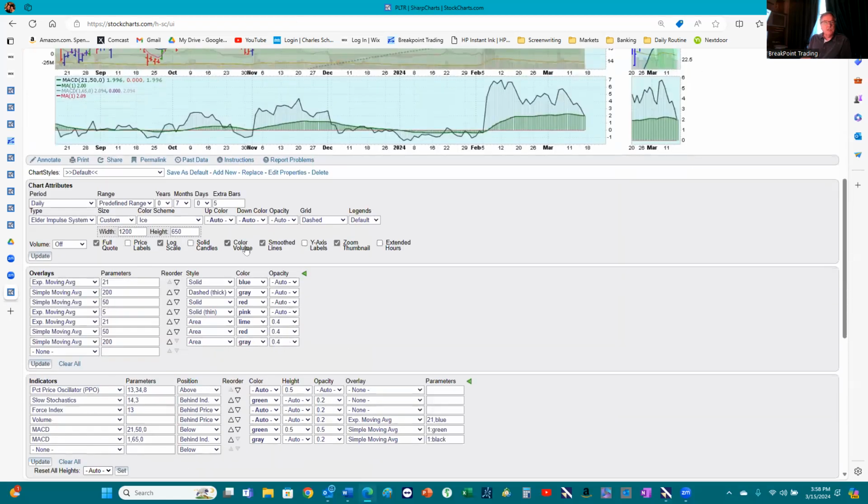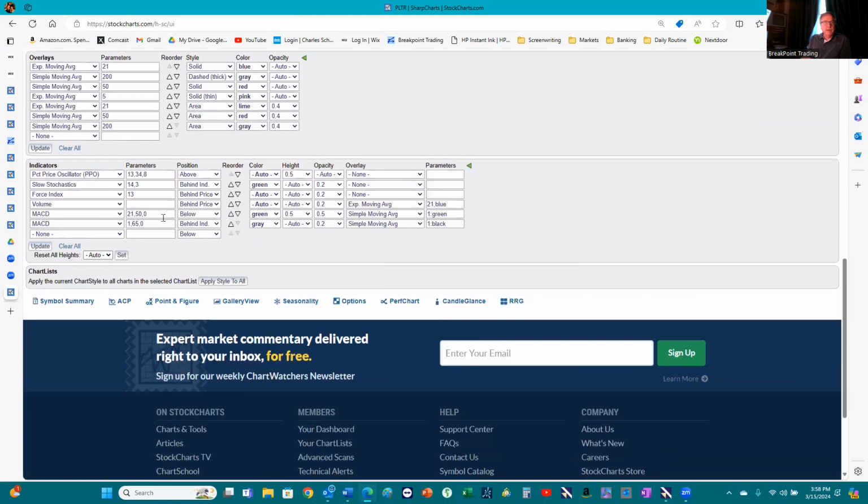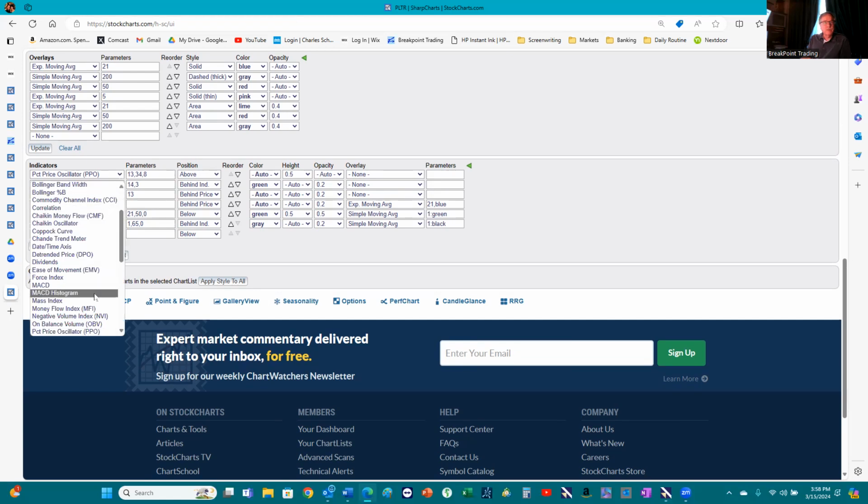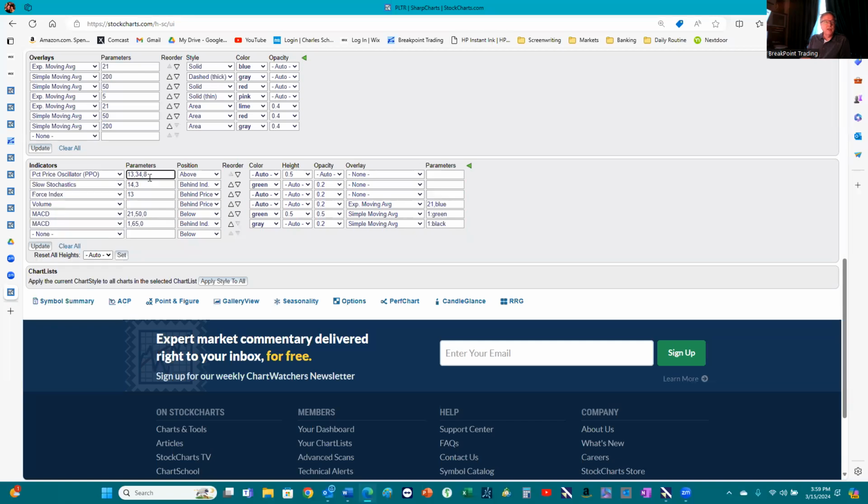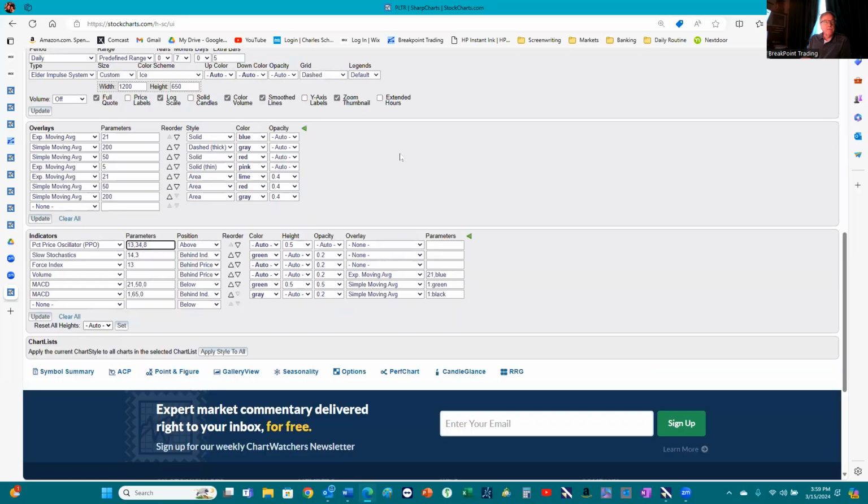But if you wanted to change them in StockCharts, it's just a matter of coming down here. First of all, select the indicator. So there's the percent price oscillator right there, and the MACD is right here. They'll look the same, and then you just change the parameters. So I changed it to 13, 34, 8 rather than 12, 26, 9, which is the standard setting. Personal preference. It's not that one's better than the other.